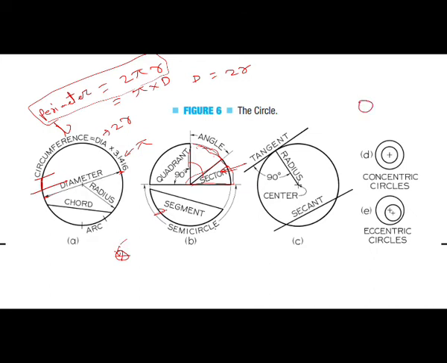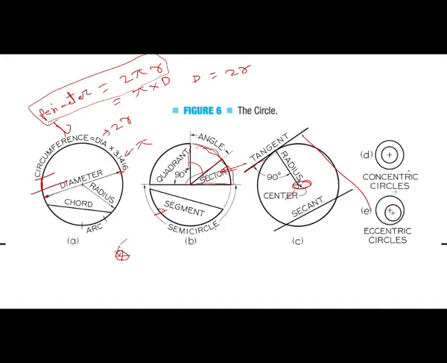Any line which touches a circle, this is the circle, and the line touches the circle, that is called a tangent. And the middle of this circle is called the center. This is a secant. When we cut the circle with a line, that is called a secant.